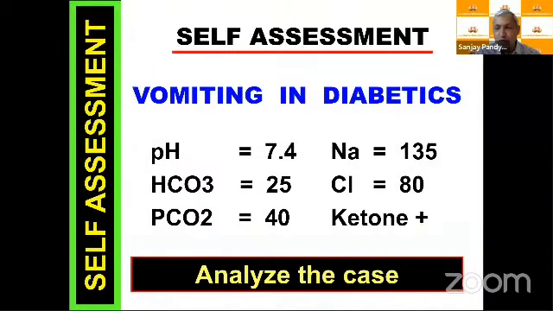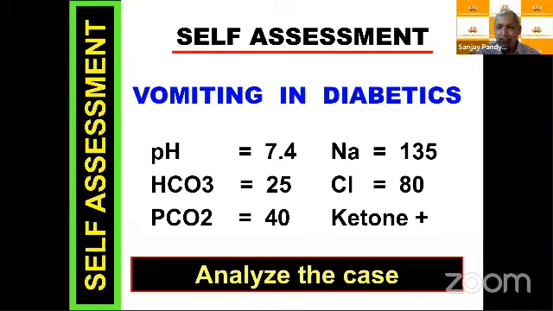pH is 7.4, so loudly please let me know what is the disturbance. pH: normal. Bicarbonate is 25, so is it normal or abnormal? Normal. Total is 40, whether it is normal or abnormal. Normal. Okay. So vomiting in a diabetic with all 3 parameters normal, that means we don't have any problem in this patient. Do you agree or you don't agree?